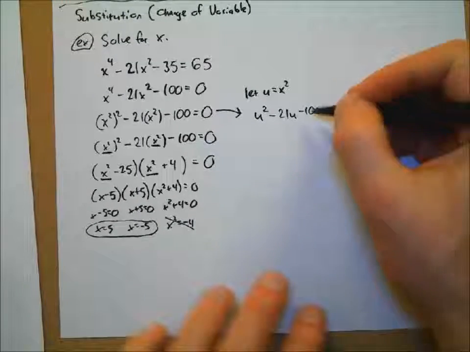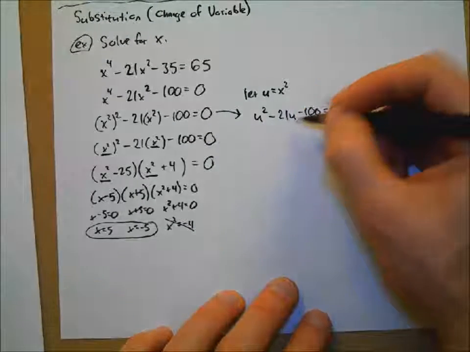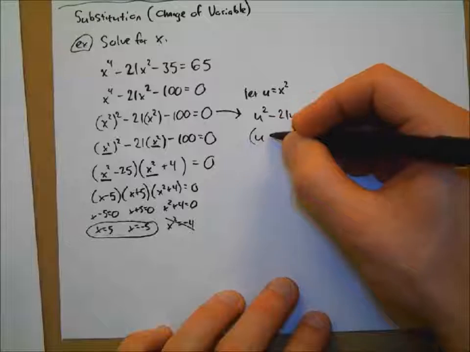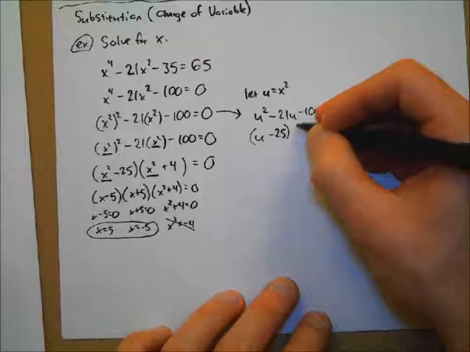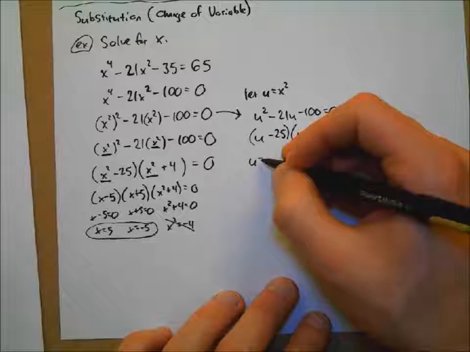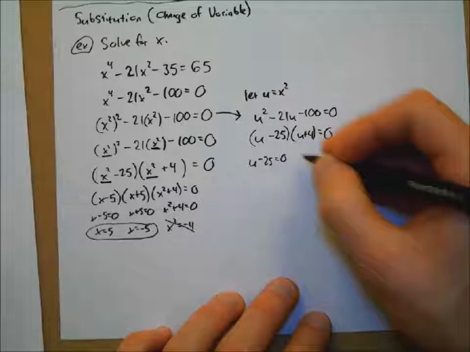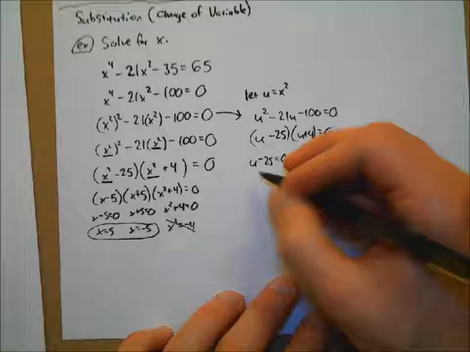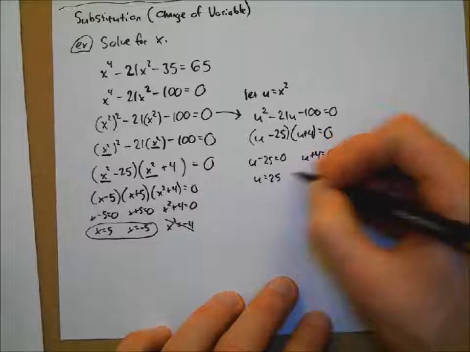And then you can maybe more easily see the quadratic here and see, aha, it's going to be u minus 25, u plus 4. Then I have u minus 25 equals 0, and u plus 4 equals 0, which means u is 25, or u is negative 4.